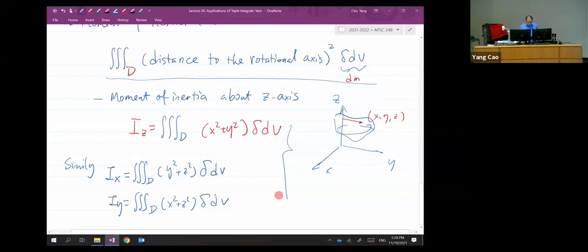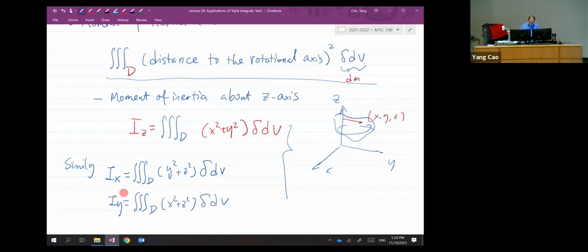In mechanics, you have the so-called inertia tensor matrix. The moment of inertia tensor matrix will contain Ix, Iy, Iz, and also Ixy, Ixz, and Iyz. Anyway, sorry, that's a different topic.